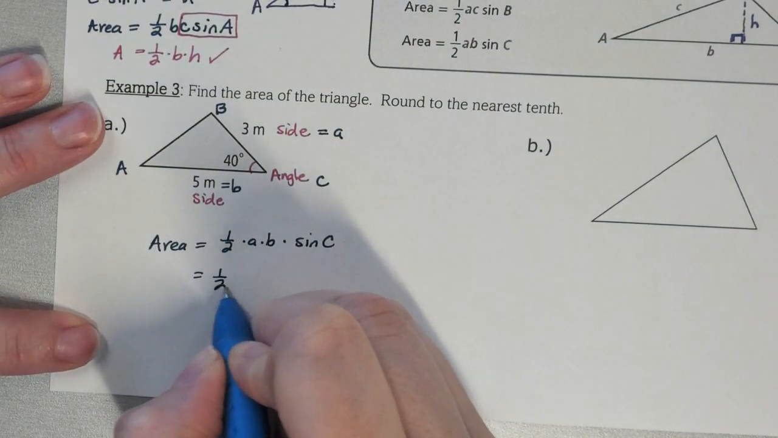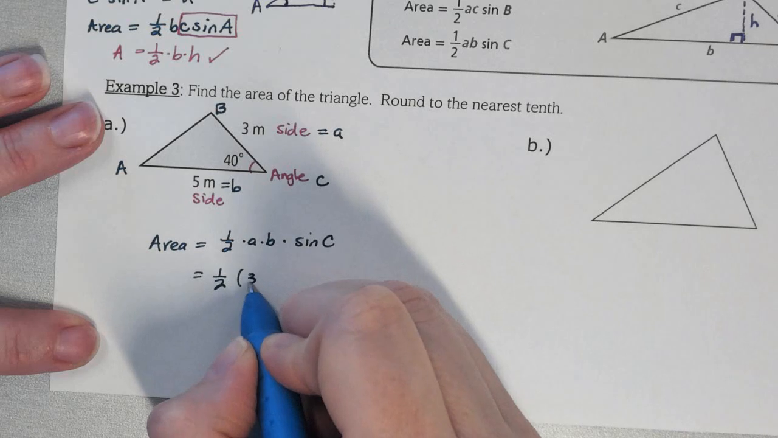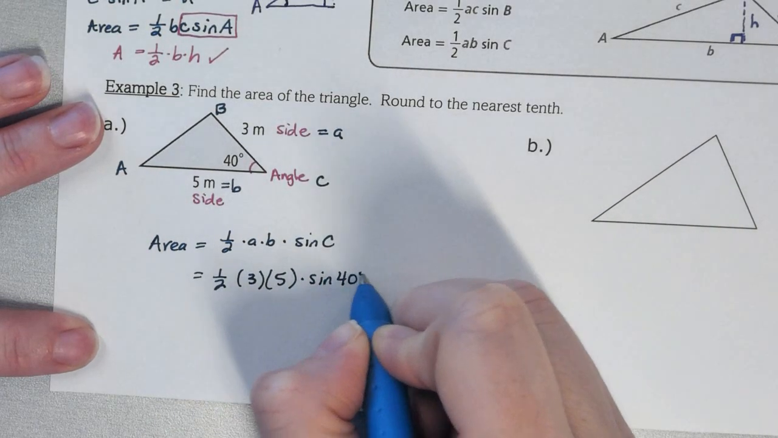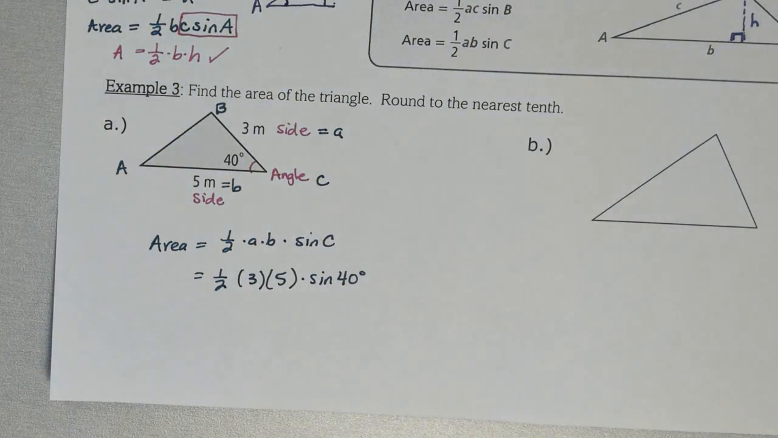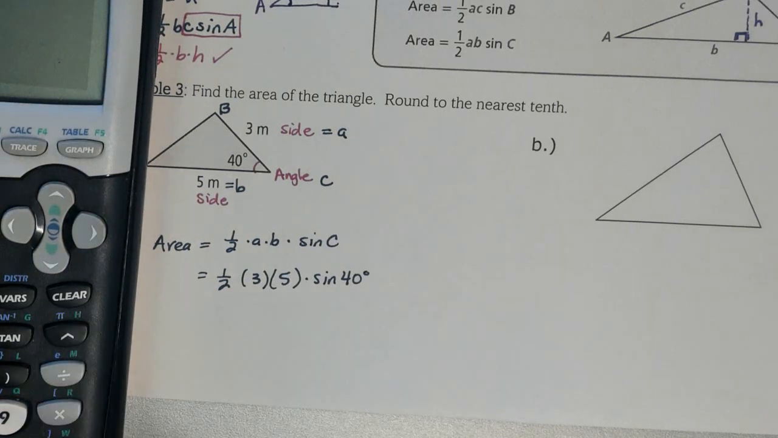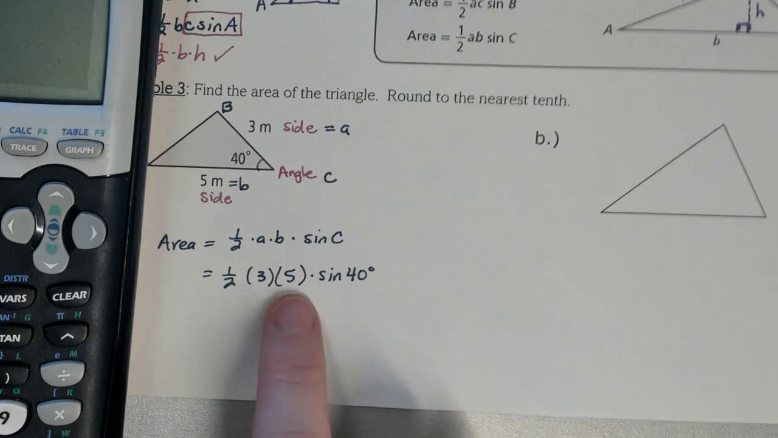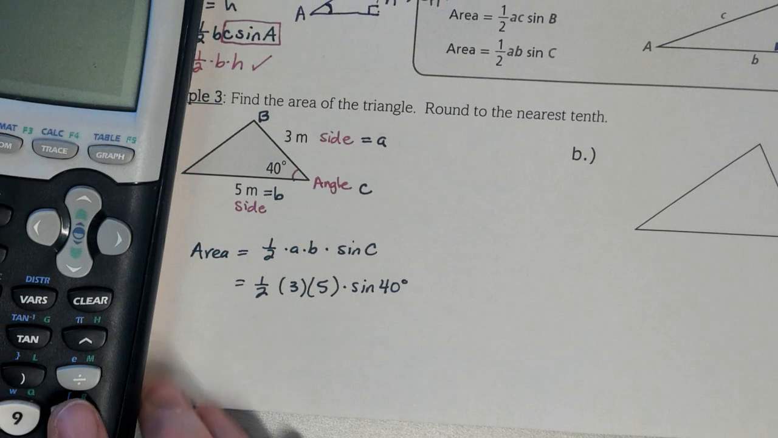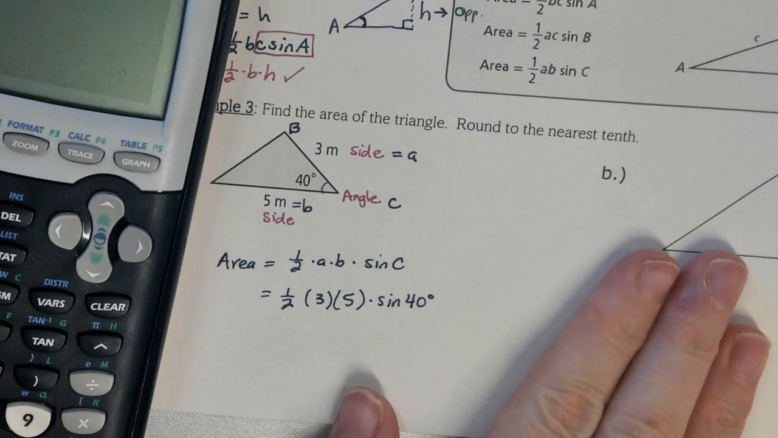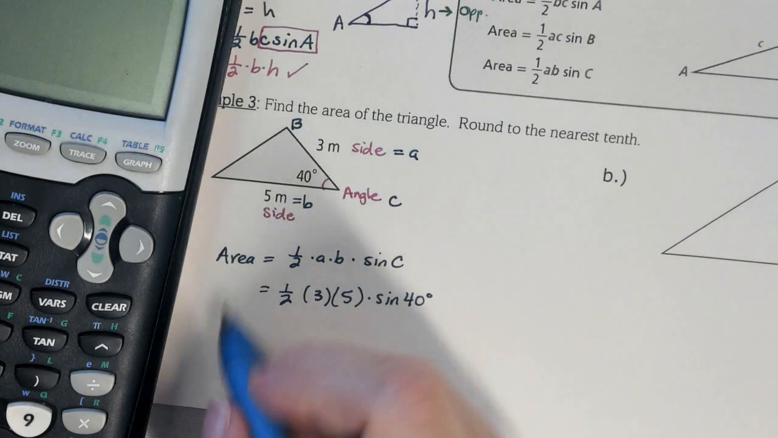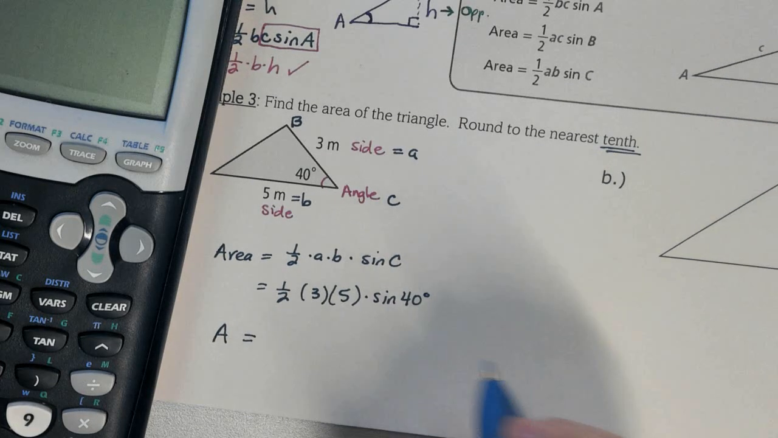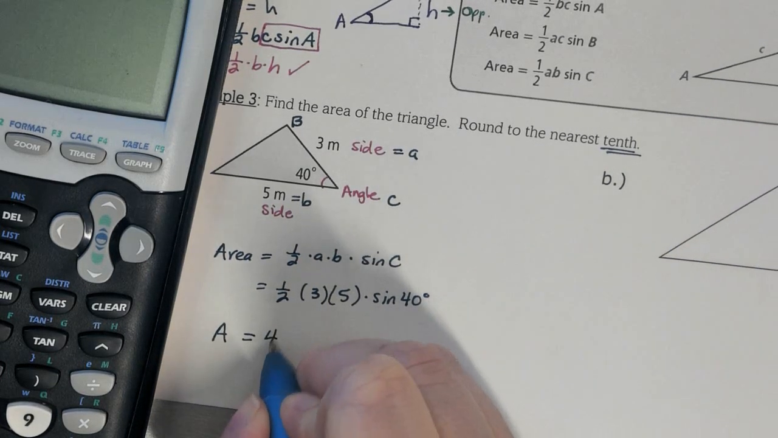Okay, so 1/2. My A is 3. My B is 5. This is 40 degrees. And then I just multiply. So 0.5. 3 times 5 is 15, so I'm just plugging in 15 times the sine of 40. Okay, and then we're just rounding that to the nearest tenth again. Today's all to the nearest tenth.